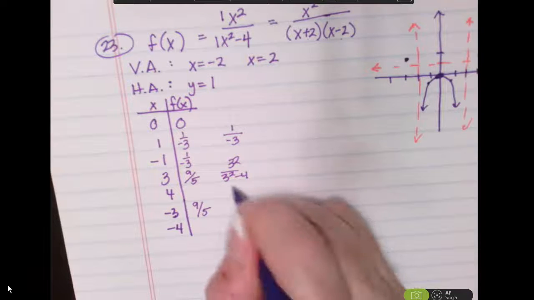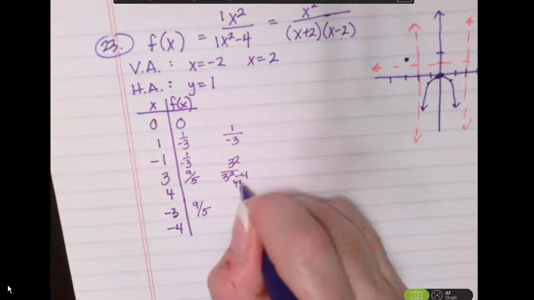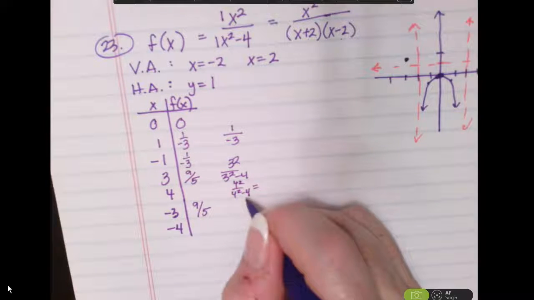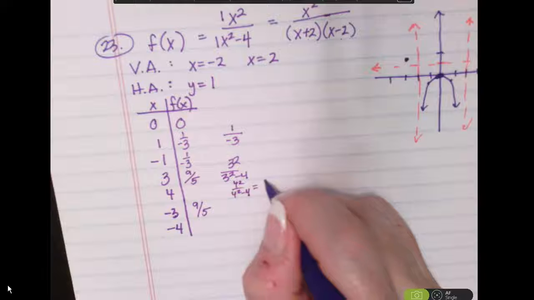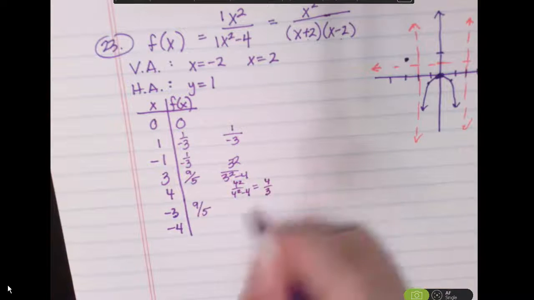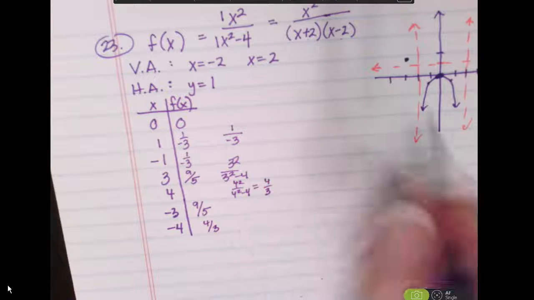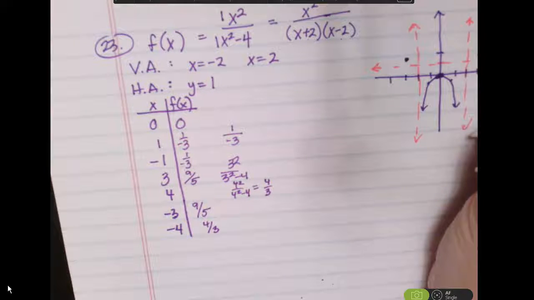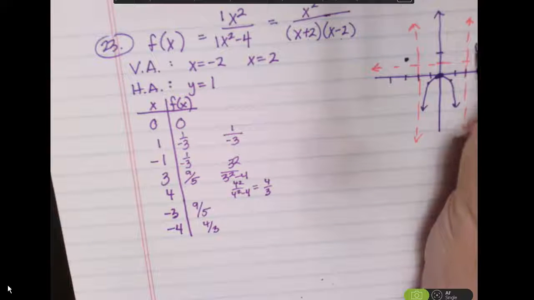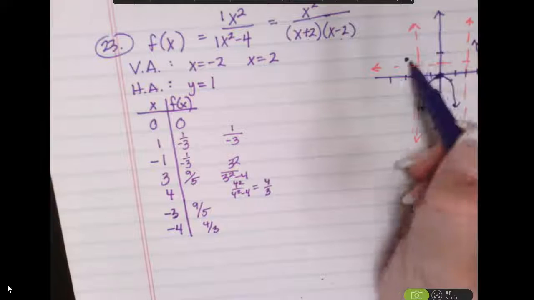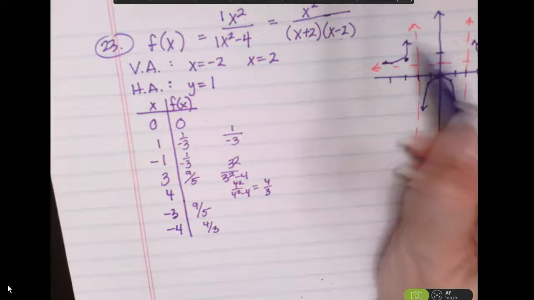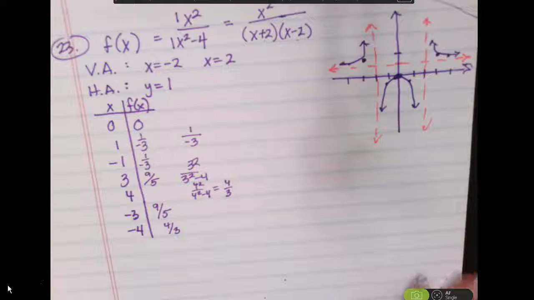Now let's see what happens with 4. 4 squared over 4 squared minus 4, that is 16 over 12, which is 4/3. And that is less. Alright, so it's going in a downward direction, and that one is less. So there is the sketch of my graph.